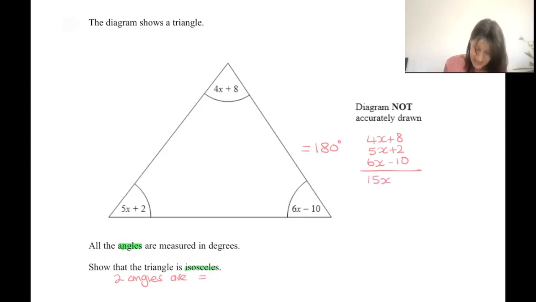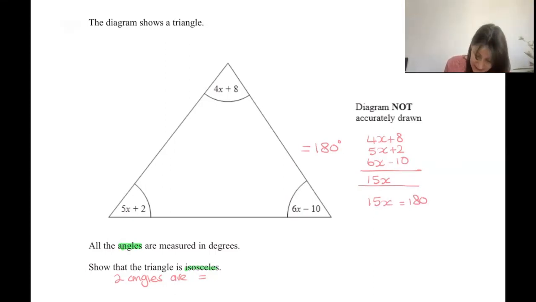8 plus 2 is 10, but then it says take 10. So my numbers actually disappear. They eliminate from the problem. So I've now got 15x as a total for the angles, and the total must equal 180 degrees because angles in a triangle add up to that.